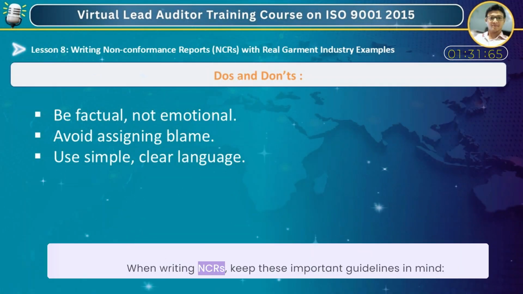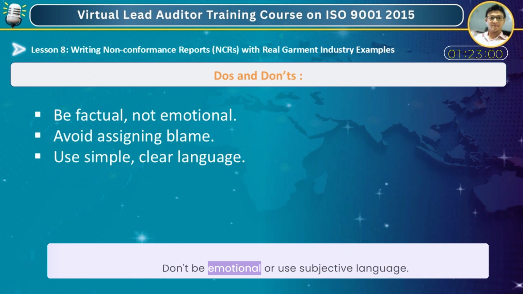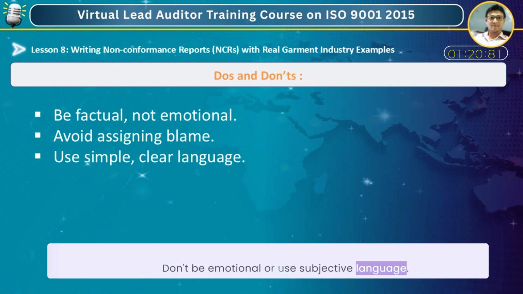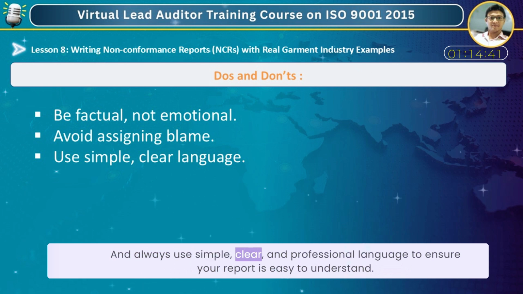When writing NCRs, keep these important guidelines in mind. Do be factual, describe only what you observed. Don't be emotional or use subjective language. Avoid assigning blame to individuals. And always use simple, clear, and professional language to ensure your report is easy to understand.